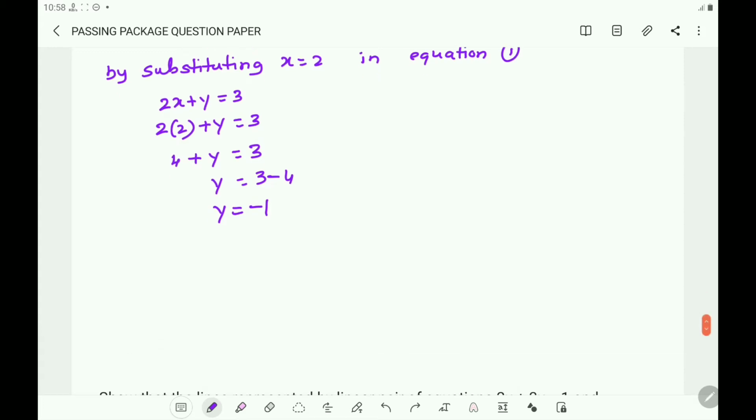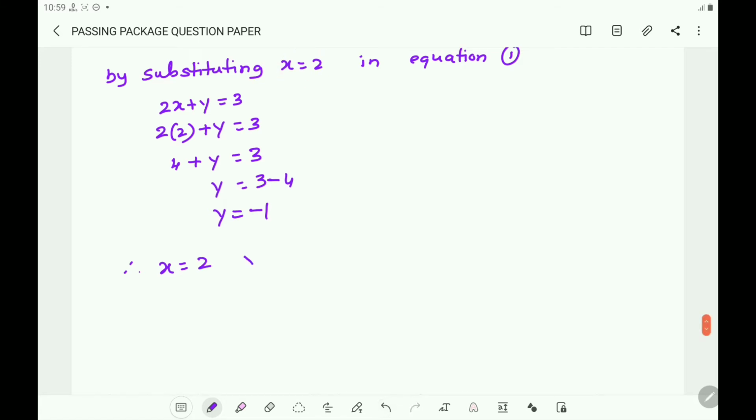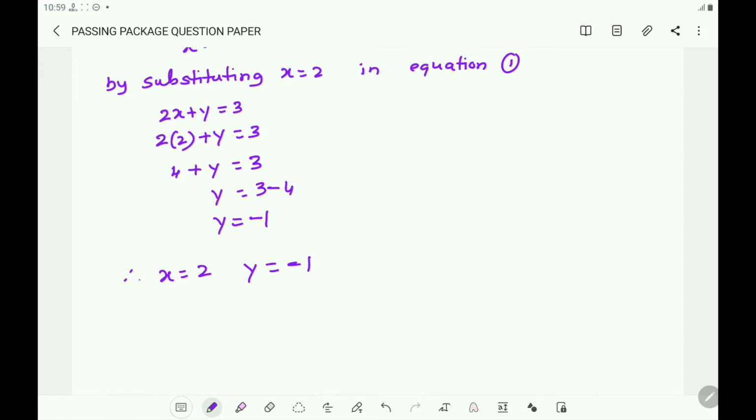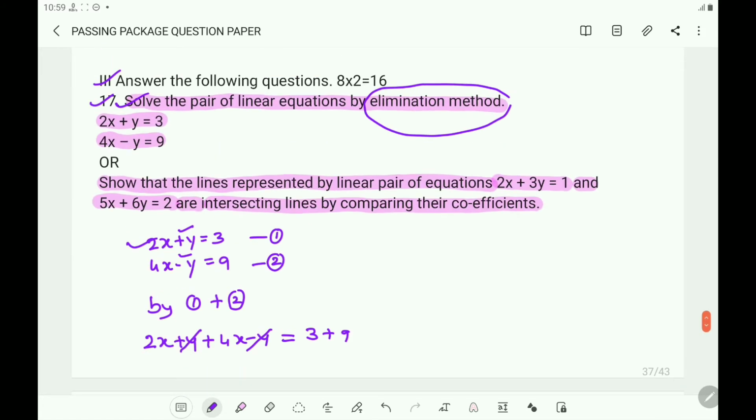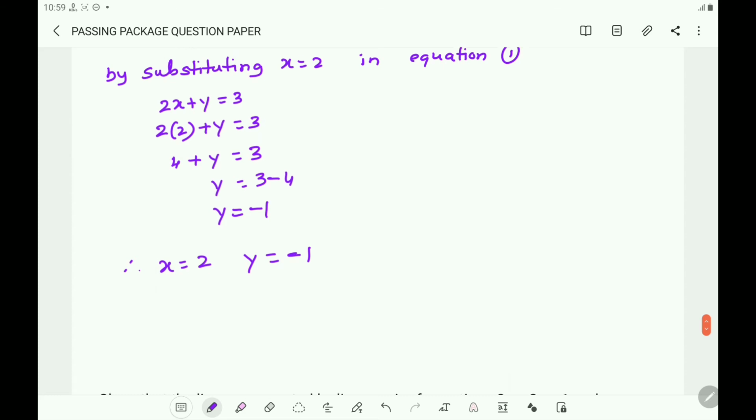In this way you got x equals 2, y equals minus 1. So you can verify it orally. You take 2 into 2 minus 1. 2 twos are 4, 4 minus 1 you will get 3. And 4 twos are 8, minus of minus 1 becomes 8 plus 1 equals 9. That is the verification you can do here.